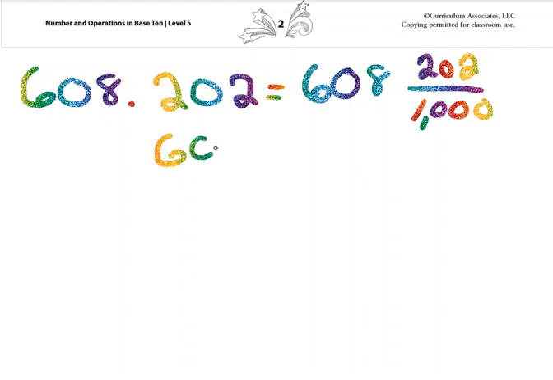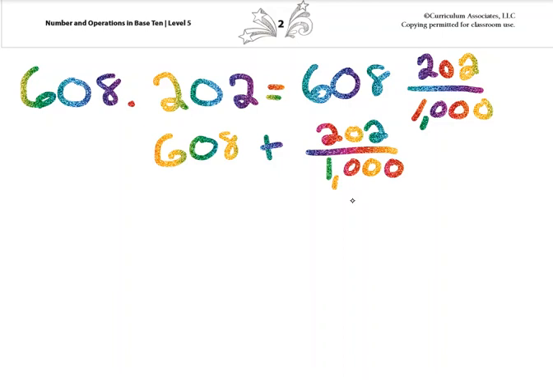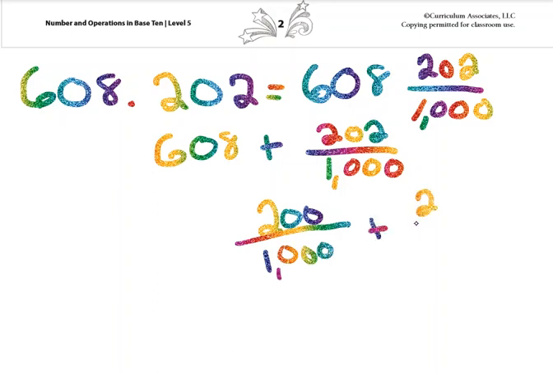I can go, this is 608 plus 202 thousandths. Remember, we pronounce fractions the same way as decimals. And then, just like we had an example in our homework, I can break this apart even further in the expanded form. I can say, well, I know I have 200, I have 2 hundredths over 1,000, and in the ones place, I only have 2.